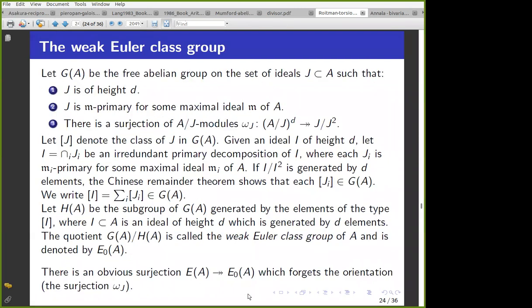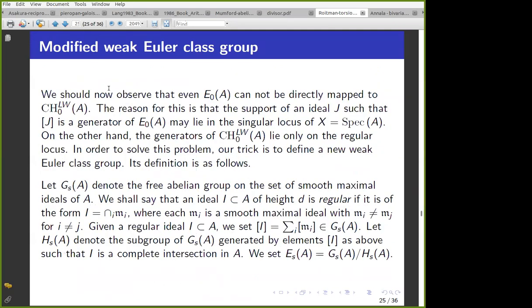Now, you see that even from the weak Euler class group, there is no obvious map to Chow group actually. Why? Because if you take an ideal J which is M primary, the support of this ideal may be a singular point of X. So remember that J is allowed to have singular support, but the Chow group does not allow its generators to have singular support. So there is no map a priori from Euler class group or weak Euler class group to Chow group. So you have to do some further modification.